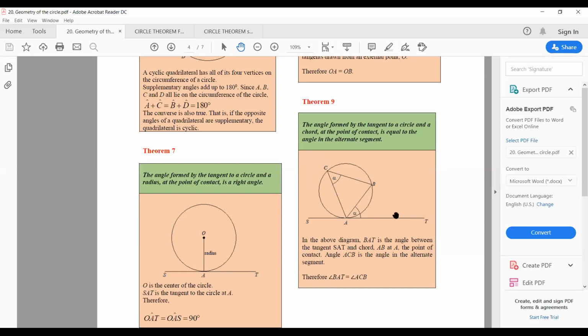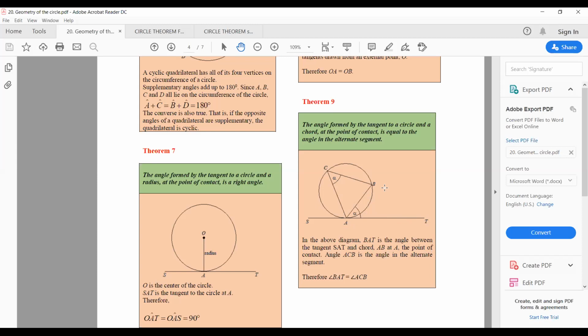So here we can see that SAT is the segment, the tangent, and AB is the chord, right? And angle ACB is the alternate angle, and we can see here that angle BAT is equal to angle ACB. And that was the last theorem.